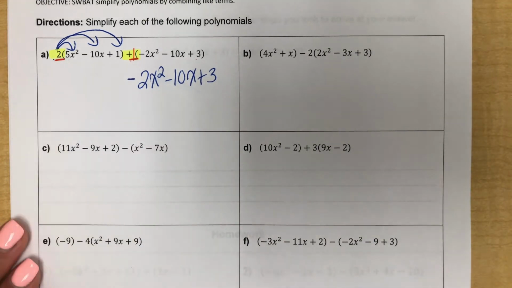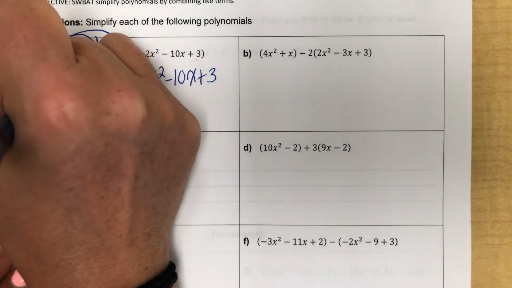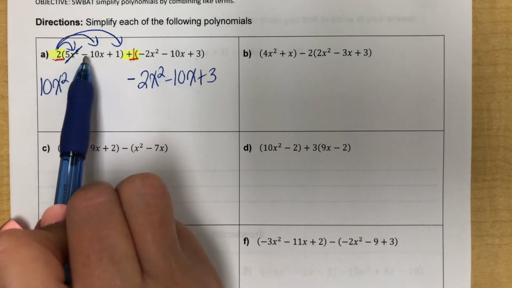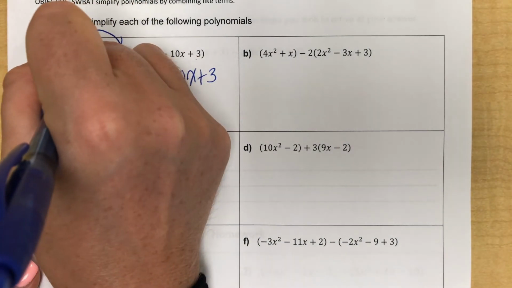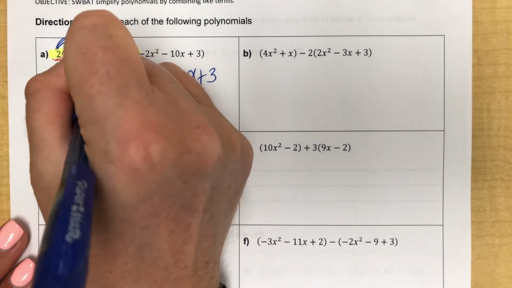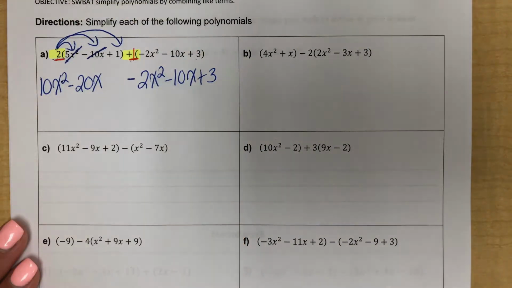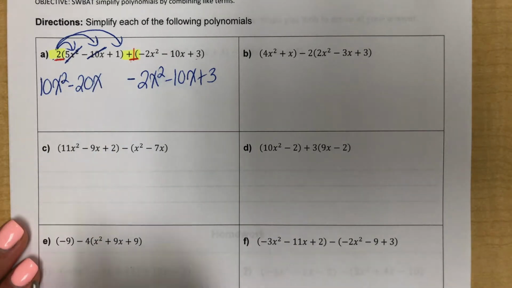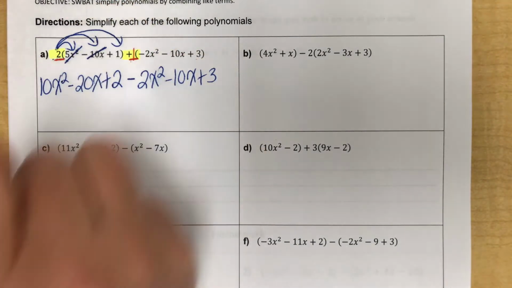So 2 times 5 is 10. So I'll have a 10x squared. I'm done. Moving on. 2 times negative 10 is negative 20. So now I'll have a negative 20x. Done with the second term. And then the third, 2 times positive 1 is just positive 2.